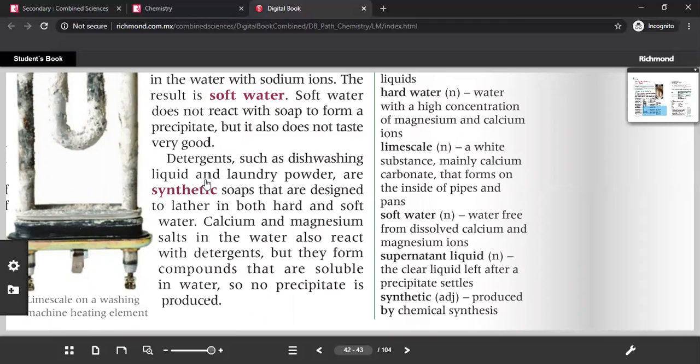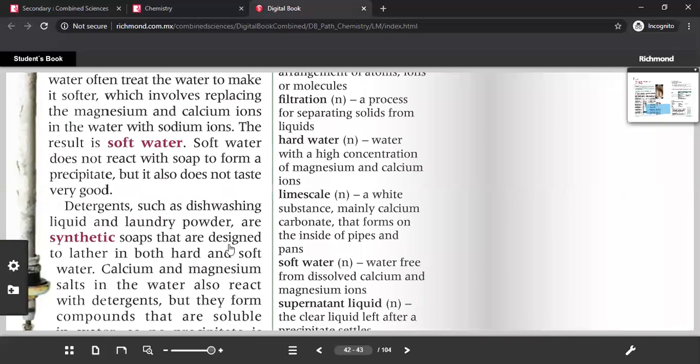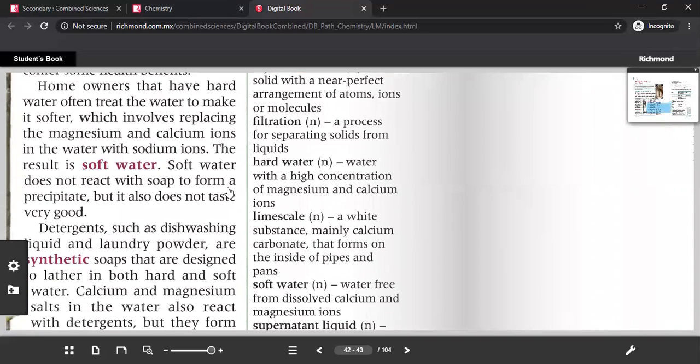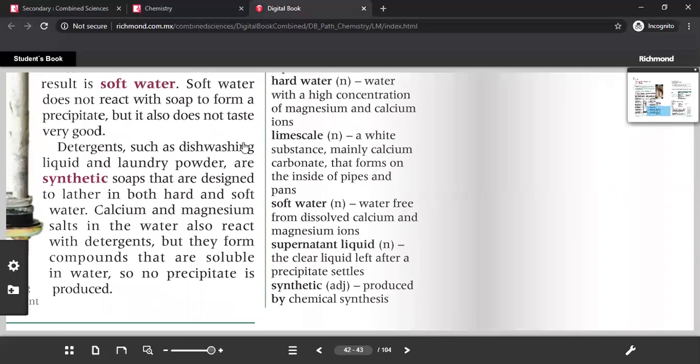Detergents such as dishwashing and laundry powder are synthetic soaps that are designed to lather in both hard and soft water. Calcium and magnesium salts in the water also react with detergents, but they form compounds that are soluble in water, so no precipitate is produced. So here you have the key words: crystalline solid, filtration, hard water, limescale, soft water, supernatant liquid, and synthetic.